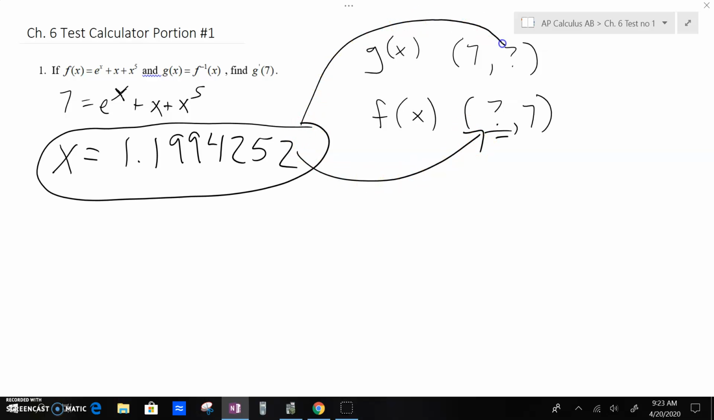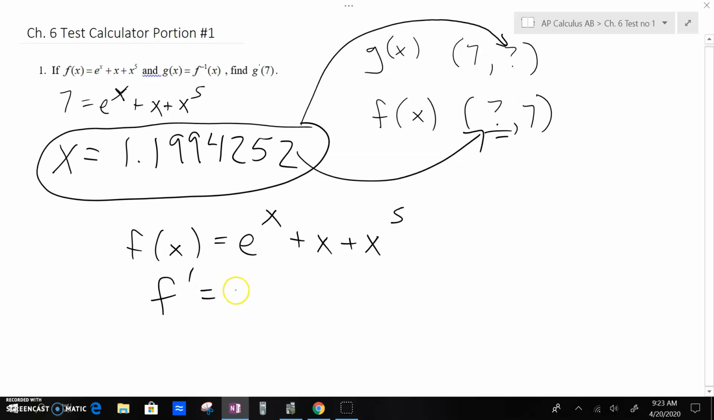It's also the y value that sits over here. But the reason it's valuable in this problem as an x value on the function is what I'm going to do is take the derivative. So here we've got f. And again, I don't know what the g function is. I'm not going to be able to swap out those letters, but I can go ahead and come up with a derivative. So I'm going to say, okay, f prime equals, well, let's see, that'd be e to the x plus 1 plus 5x to the 4th power.